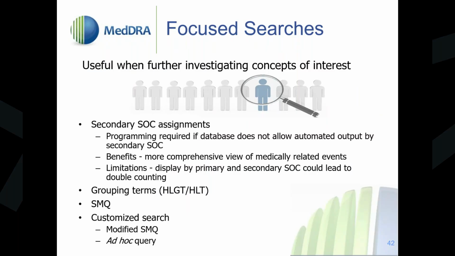So the method used for a focused search by secondary SOC assignment may depend on what we talked about previously, those database characteristics of the organization. Are you able to query the SOC and the HLTs and the HLGTs to include both primary and secondary SOC assignments in your data display? Can you do that without programming, or do you need some help programming? If the database does not allow automated output by secondary SOC, then can you perform the query using other resources? Do you have individual PTs in the primary and secondary SOC locations?